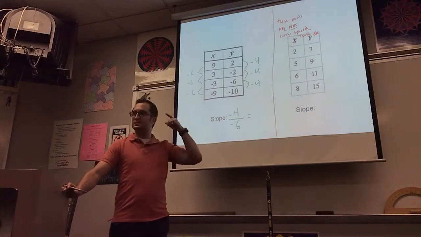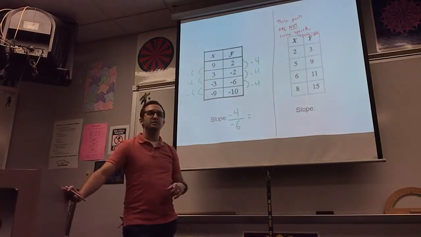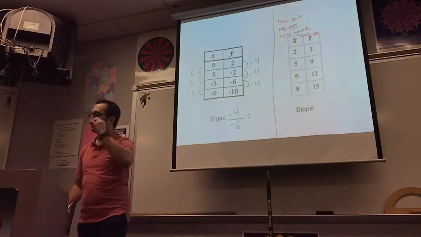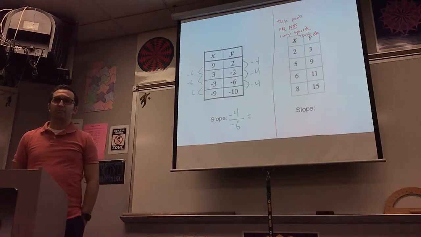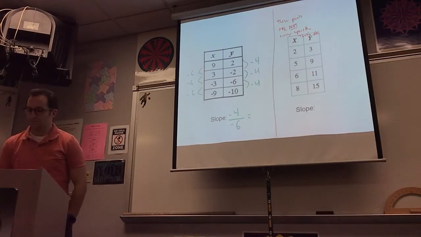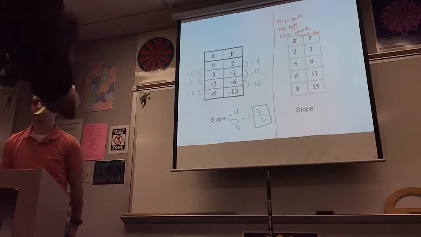Here's where we have to do a little bit extra thinking now. -4 divided by -6. Same sign, positive, sign negative. So what do we got here? Positive what? Positive 2/3 is our slope.